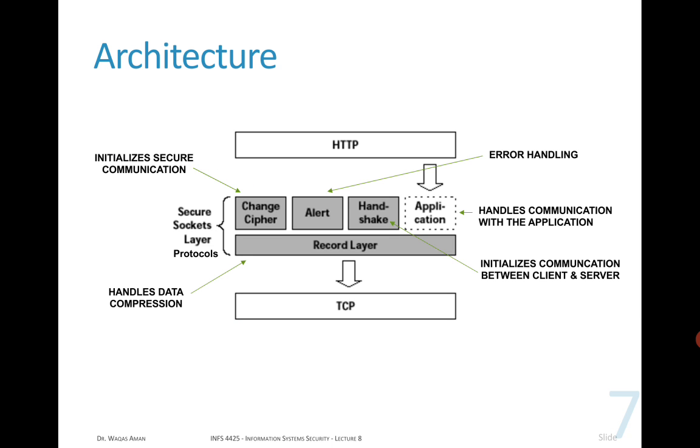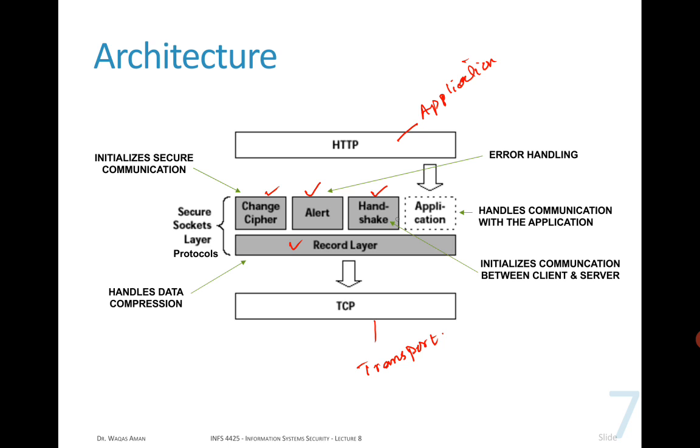This is the general architecture of SSL. On the top here you can see our application layer. HTTP is an application layer protocol. And this is our transport layer. We mentioned that logically we can place SSL somewhere in between. SSL has four components, or four sub-protocols. These sub-protocols are the change cipher spec protocol, the alert protocol, the handshake protocol, and the record protocol. They are all part of SSL.